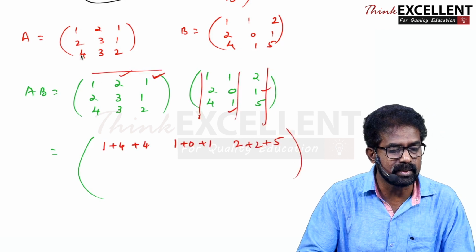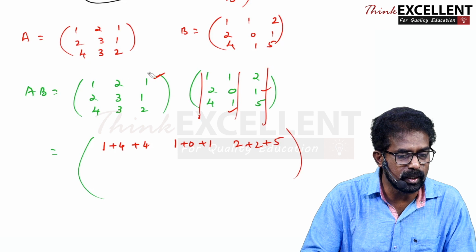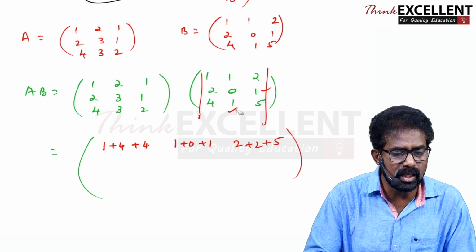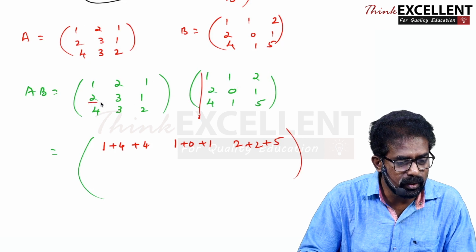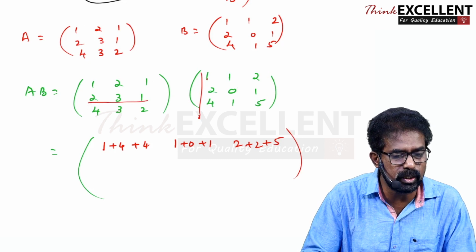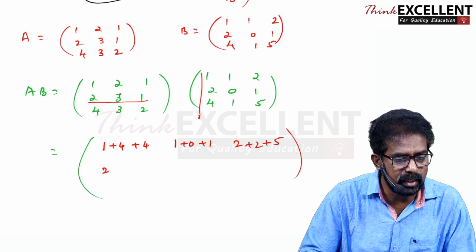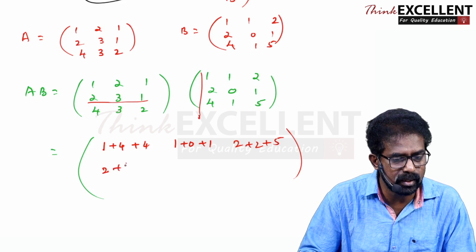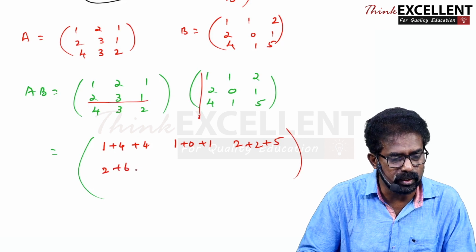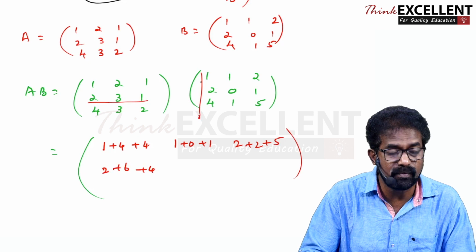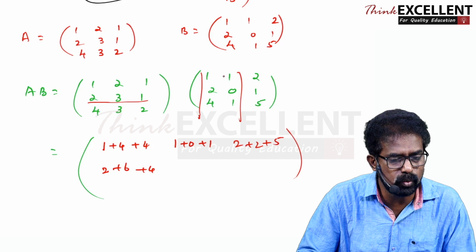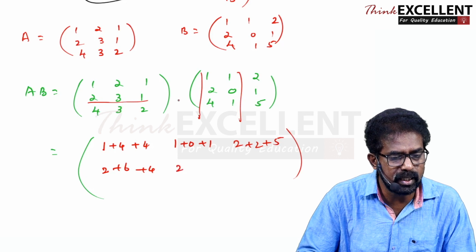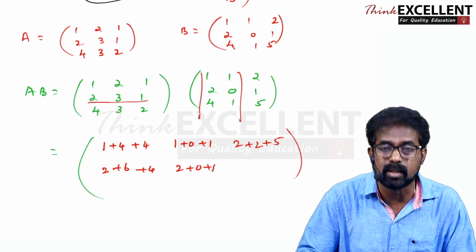Now we move on to the second row. Again you start with second row, first column. So 2 into 1, 2. 3 into 2, 6. 1 into 4, it is 4. Then second row, second column. 2 into 1, 2. 3 into 0, it is 0. Plus 1 into 1, it is 1.